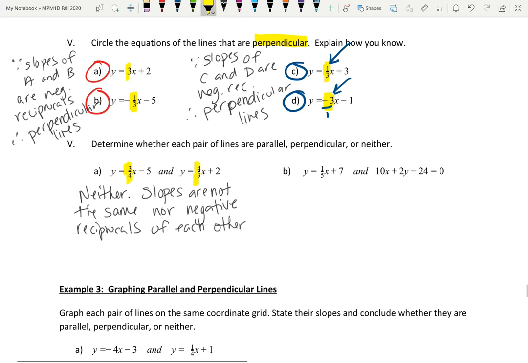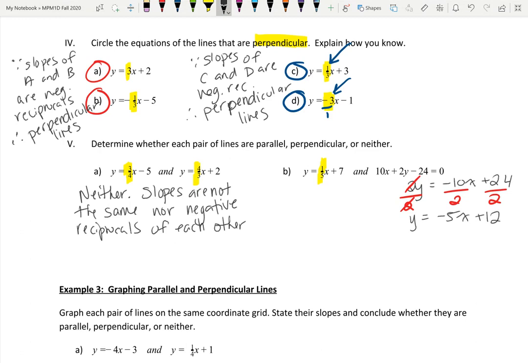Okay, let's look at the next one. So 1 over 5 and, we're going to have to change this into slope y-intercept form because I can't identify what the slope is when it's in standard form. So I'm going to isolate my y and then divide all terms by 2. Okay, so the slope here is -5. So yeah, these two are negative reciprocals of each other. 1/5 and -5 are negative reciprocals.